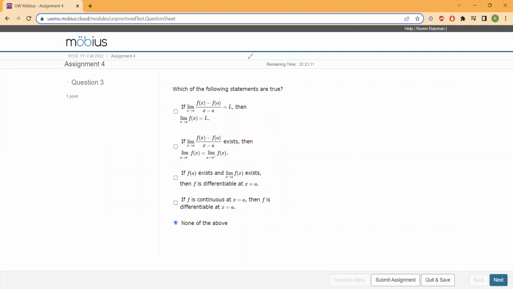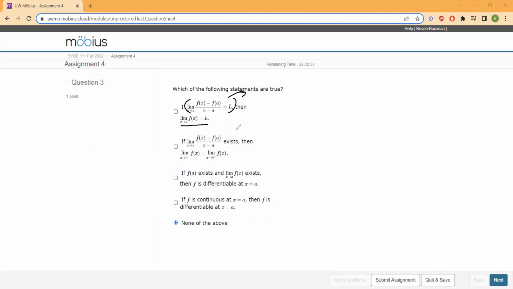Okay, which of the following statements are true? So over here we have, if the limit as x approaches a of f of x minus f of a over x minus a, so this is the derivative. So we're basically saying if we take the derivative of f of x, it's going to give us some derivative, then the limit as x approaches a of f of x is equal to L. Now this isn't necessarily true, because this is basically saying that the limit at a will be the exact same as the derivative at a. And that's not necessarily true.